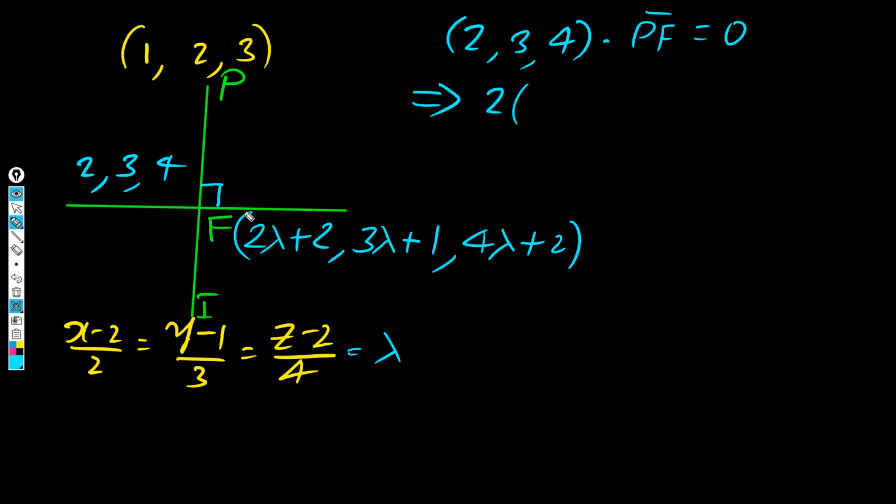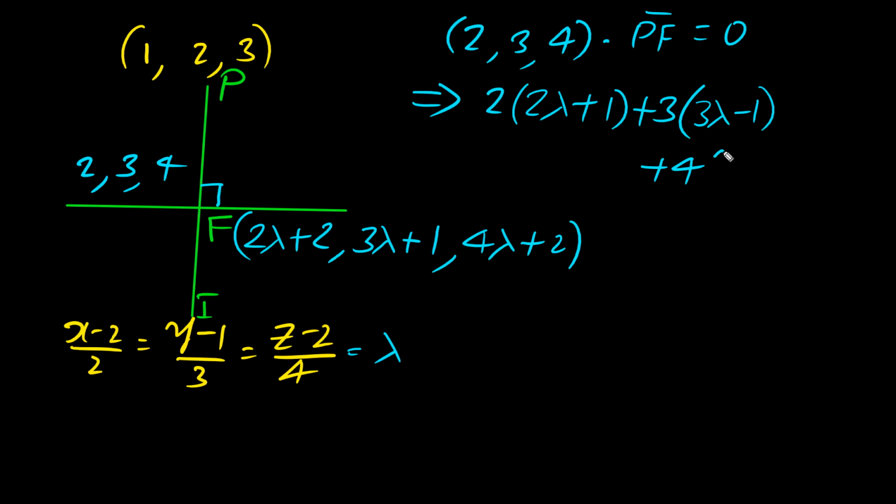So 2, 3, 4 dot PF bar means 2 into (2 lambda plus 2 minus 1), so 2 lambda plus 1, plus 3 into (3 lambda plus 1 minus 2), 3 lambda minus 1, plus 4 into (4 lambda plus 2 minus 3), 4 lambda minus 1, is equal to 0.